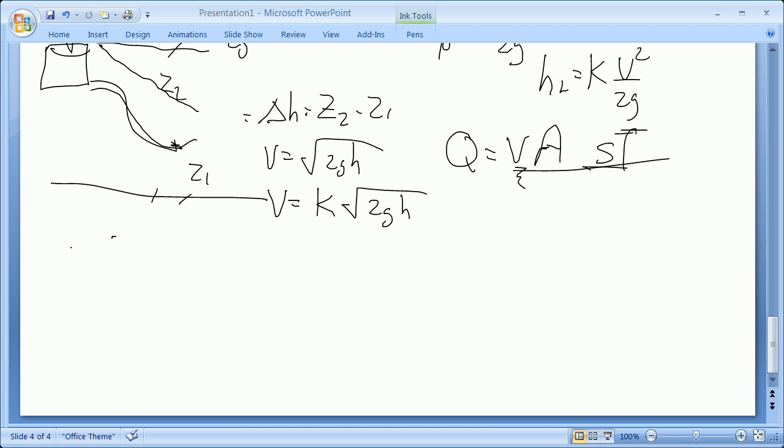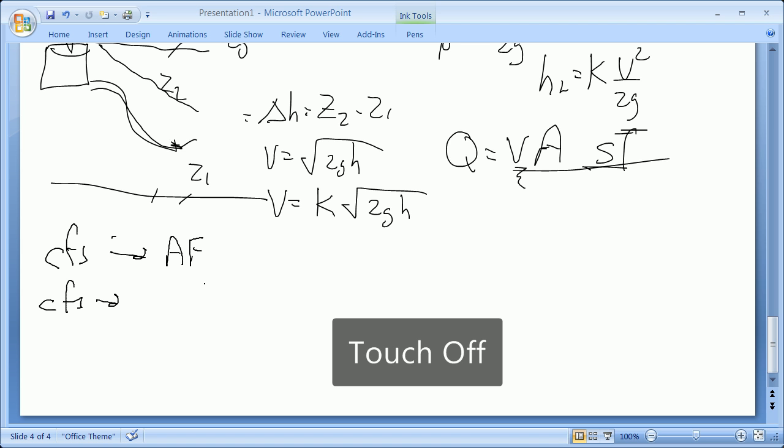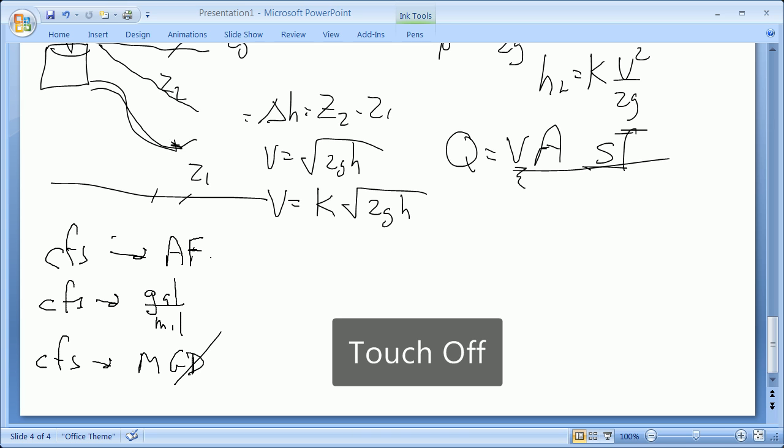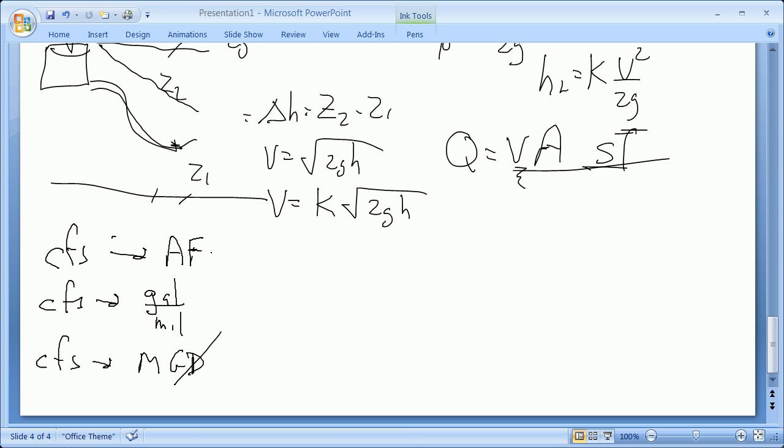We should know very quickly how to convert CFS to acre feet. We should know very quickly how to convert CFS to gallons per minute. And we should know pretty quickly how to convert CFS to million gallons per day, MGD. We know that these are all standard, right? And so we need to be able to very quickly and efficiently look at numbers that make sense using conversions in our calculator and some logical sense.